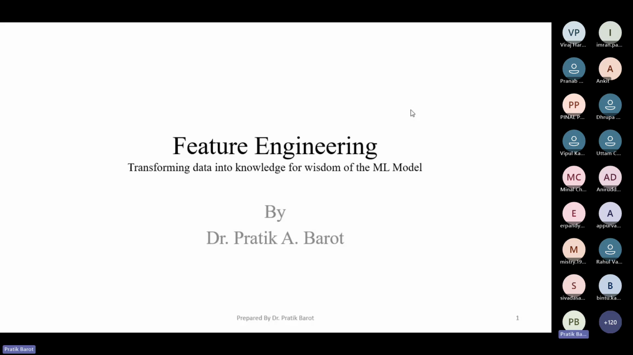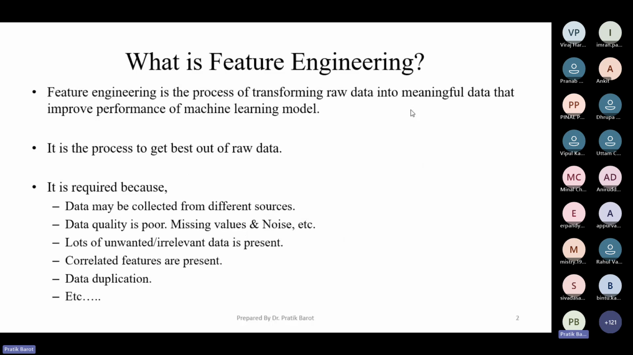Thank you. So, good evening, all. Today, I'm going to present feature engineering. Feature engineering is something that is used for transforming data into knowledge for the wisdom of the ML model. After the previous session, we have already seen that lots of AI applications are available, but behind those applications, we need to build them. And if you want to build those applications, we need to understand feature engineering. So, what is feature engineering actually? Feature engineering is the process of transforming raw data into meaningful data that improves the performance of a machine learning model.